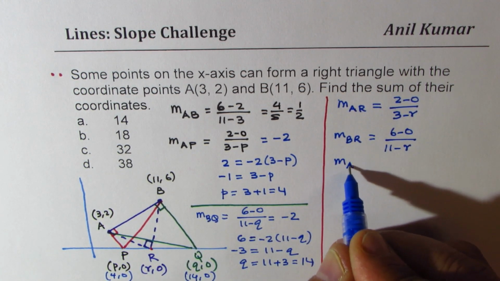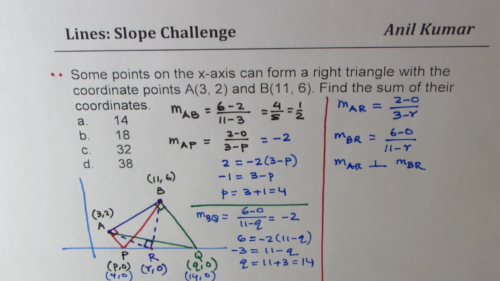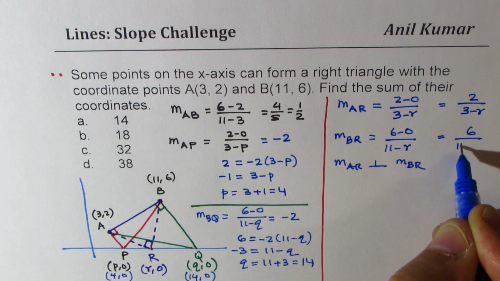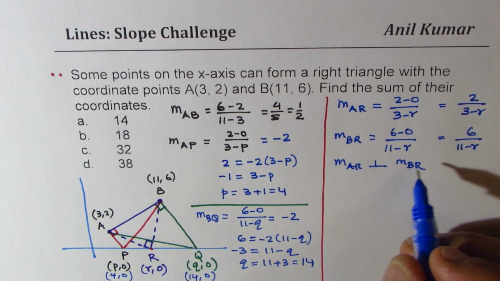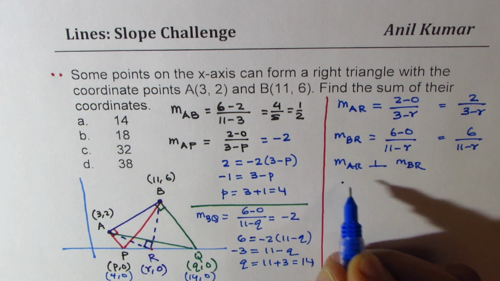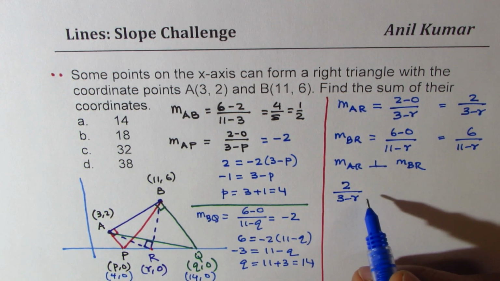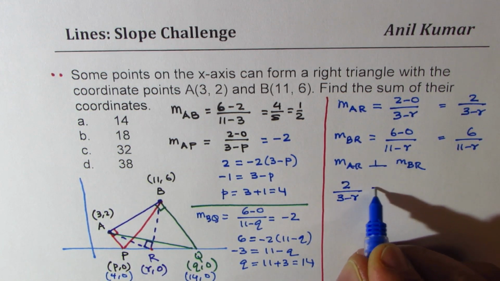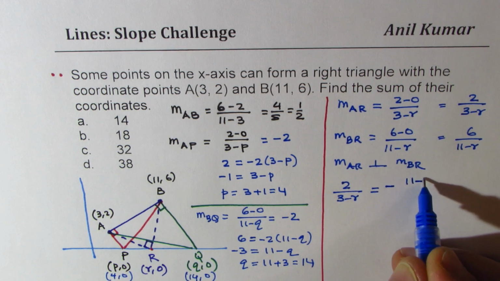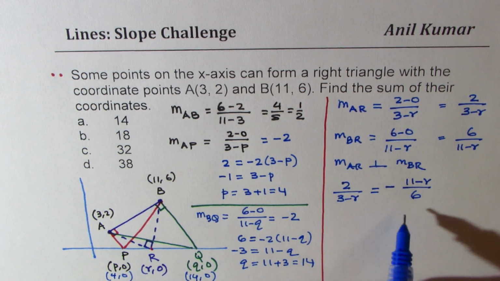Now for these two lines to be perpendicular, they should be negative reciprocals of one another, right? So this is 2 over 3 minus R and this is 6 over 11 minus R. Now that really means that you could say they are negative reciprocals of one another. You could also say their product is minus 1, but we'll keep the negative reciprocal. That means we'll make it negative and flip it. So it becomes 11 minus R over 6. This makes sense. Now we need to solve this equation, cross multiply.